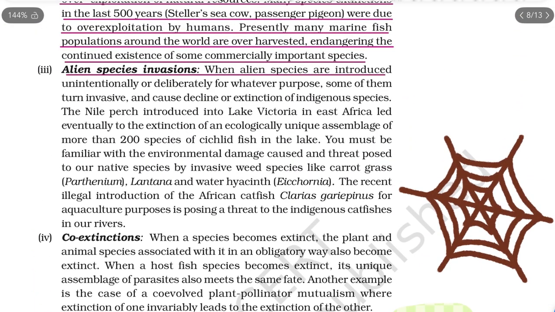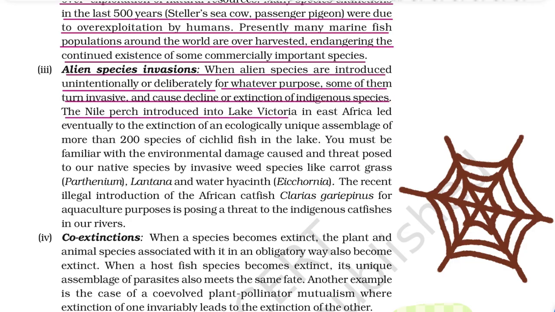Alien species invasion. When alien species are introduced unintentionally or deliberately for whatever purpose, some of them turn invasive and cause decline or extinction of indigenous species. The Nile perch introduced into Lake Victoria in East Africa led eventually to the extinction of an ecologically unique assemblage of more than 200 species of cichlid fish in the lake.